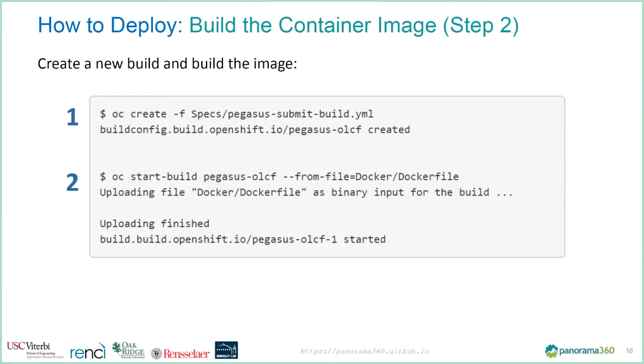Secondly, you have to build the container image. Building a container image comes in 2 steps. First, we have to create a build config, and basically this tells the Openshift cluster that I want to create a container image, and this is the configuration for the build. Afterwards, you can start the build by doing oc start-build, giving the name of the build, and also the Docker file that you want to use as a reference to build the image.